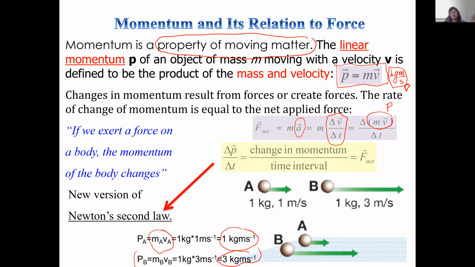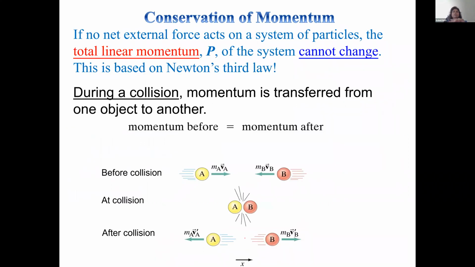Now if you need to calculate the momentum of the system of both objects, what do you have to do? Then you need to use the superposition principle: momentum of this object plus momentum of this object. If they are moving in the same direction. If one is going in the backward direction, then you need to think about the directions, and one of them will be negative. Okay, so now let's move into the conservation of momentum.